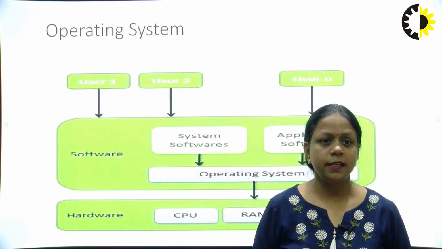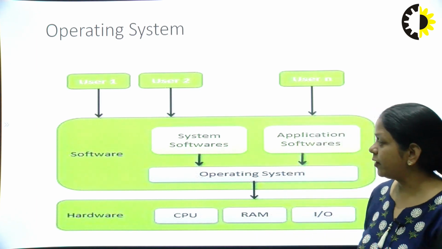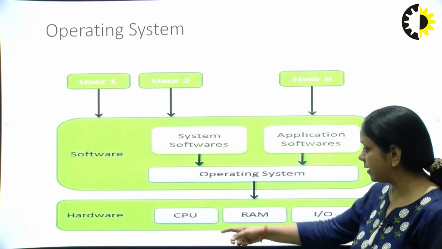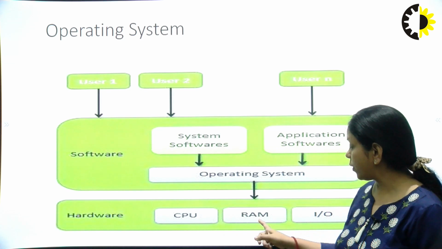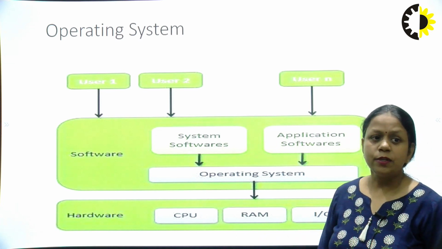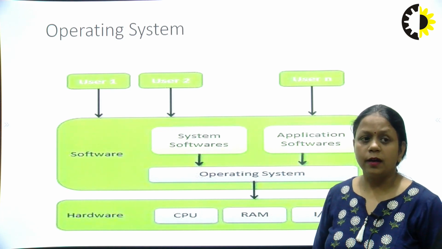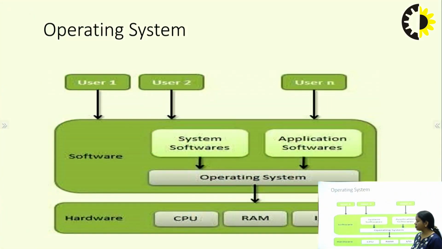Now you can see this diagram, which explains everything about the operating system. This is the hardware layer. In the hardware we can see CPU, RAM, and IO. CPU is used for processing, RAM is used for storing the data, and IO devices are used for input and output operations. So this is the hardware layer. But this hardware layer cannot be accessed by the user without using an operating system. So here is the software layer, where we have three components: operating system, system software, and application software.